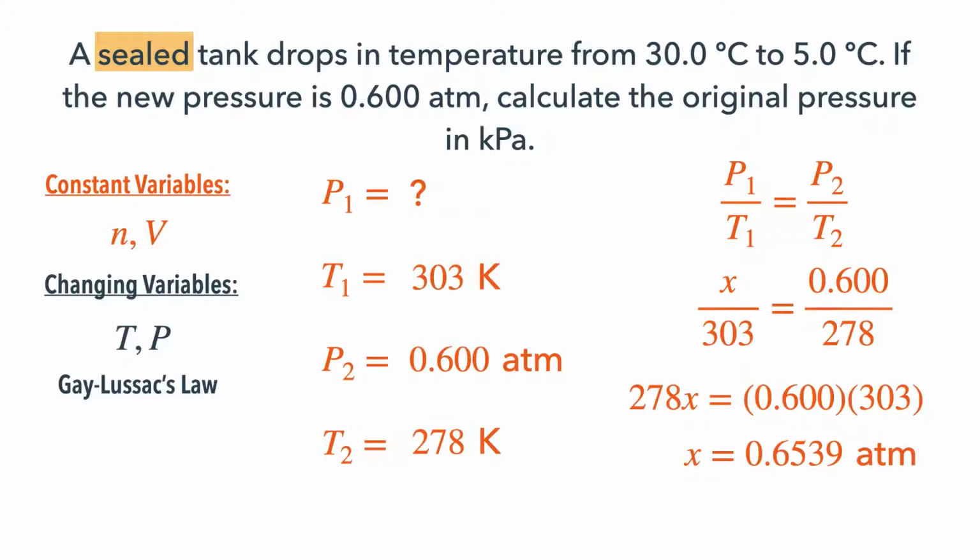Thus, we need to convert this to kPa, like the problem requested, by multiplying by 101.325, since 1 atmosphere is equal to 101.325 kilopascals. That gives us a final pressure of 66.3 kilopascals. Rounded to the 10th place because of the mixed operations in the problem. Last one.